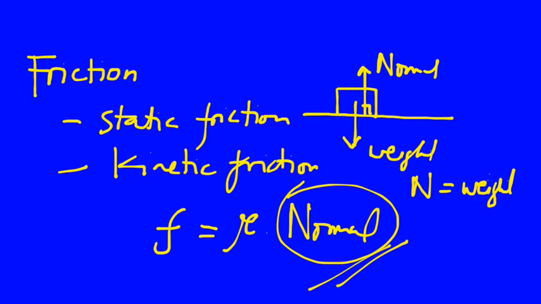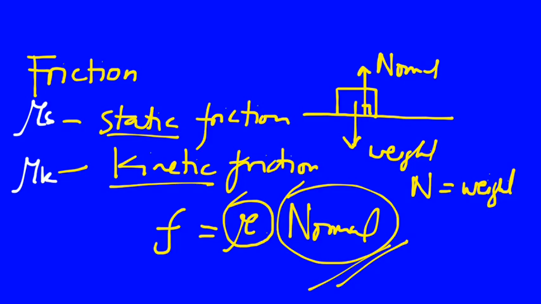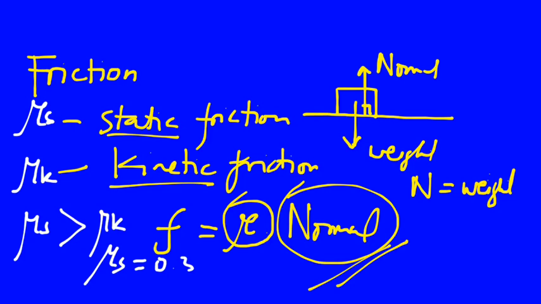Now, since we have two types of friction, static and kinetic, there are two coefficients of friction. The first one is the static coefficient of friction, and the second one is the kinetic coefficient of friction. Normally, the static coefficient of friction is bigger than the kinetic coefficient. So, for example, if a surface has a static coefficient of friction of 0.3, I'll give you the kinetic coefficient, for example 0.1. Now what can we get from these numbers?